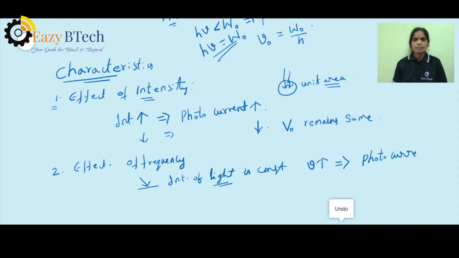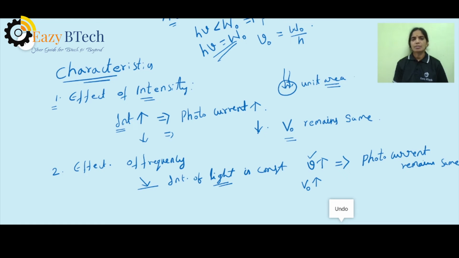What does it conclude? Photocurrent remains the same. It means there is no change in the current passing through, that is, the number of electrons being emitted will not change. However, the stopping potential increases. So observe the difference here. Earlier, when intensity of radiation was increased, my stopping potential remained the same. Now intensity is maintained constant, but my frequency is increased. Since the frequency is increased, my stopping potential increases.